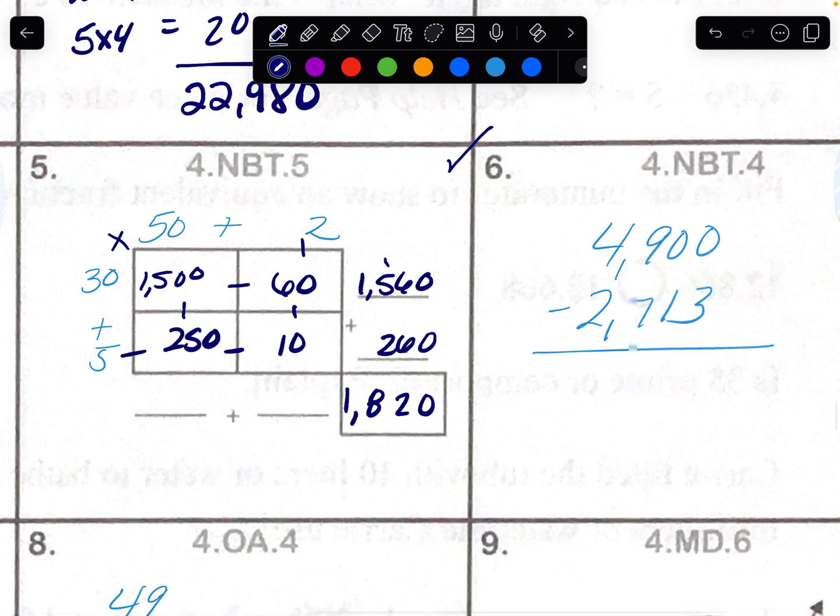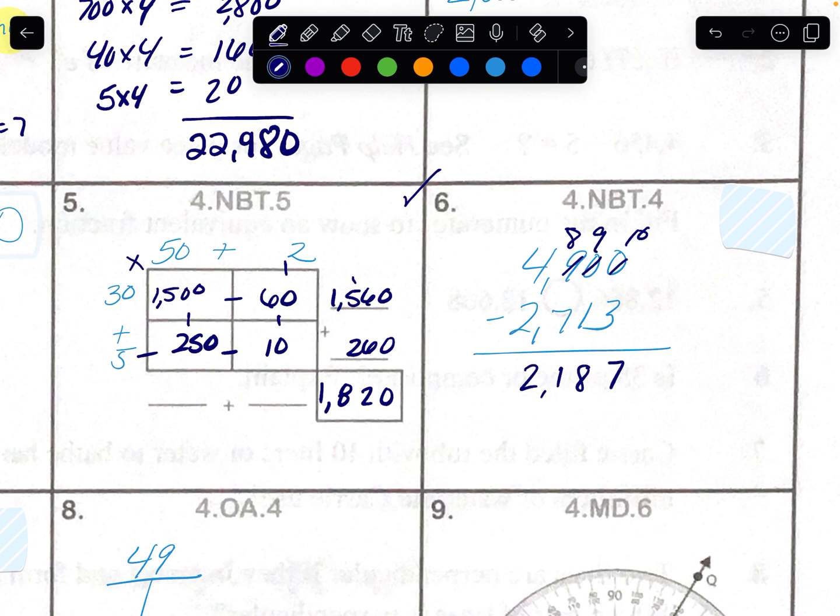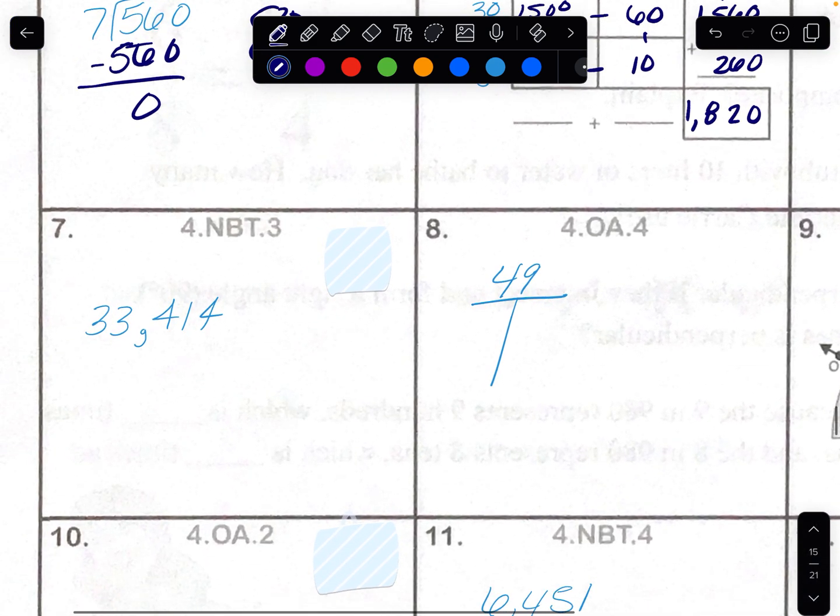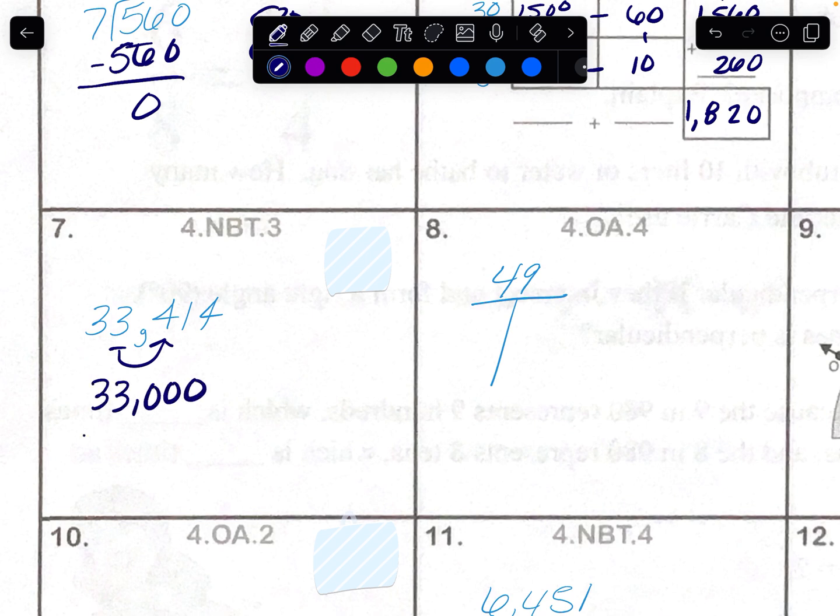All right, number 6, we are looking for the difference. It's 2,187. Another mystery letter here, and that is A. That is an A. If you can't read that, sorry. All right, number 7. You have to round this to the nearest 10,000. That 4 tells you nothing changes. Everything after becomes a 0. 33,000. Another mystery letter, R.